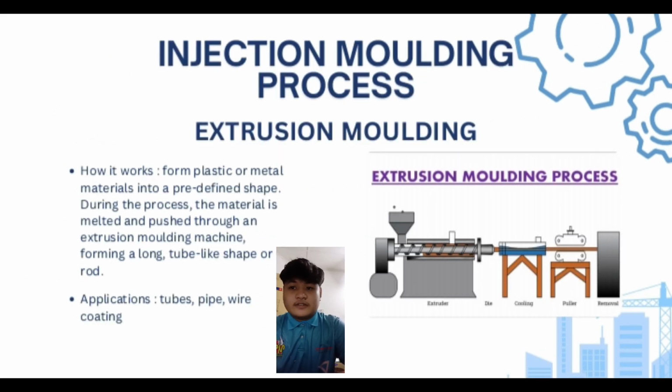First is extrusion molding. How it works: form of plastic or metal materials into a predefined shape. During the process, the material is melted and pushed through an extrusion molding machine, forming a long tube-like shape or rod. Application: tubes, pipe, wire coating.